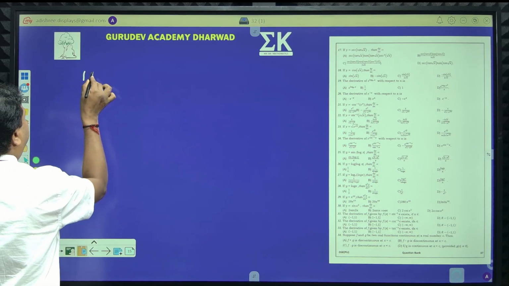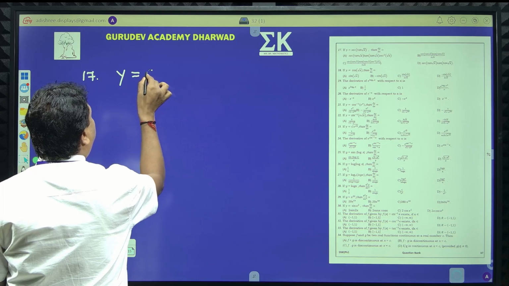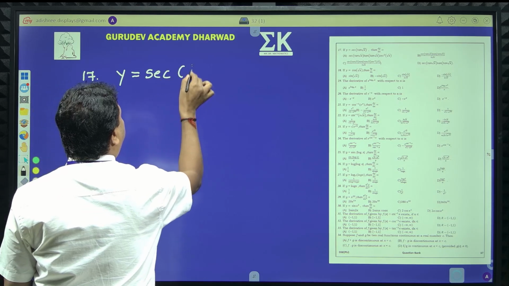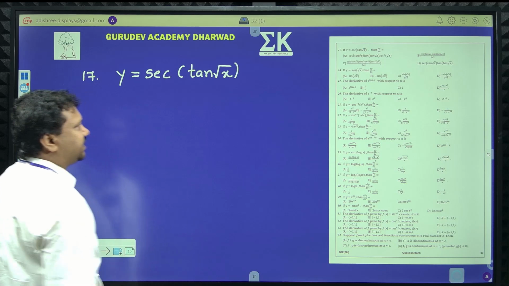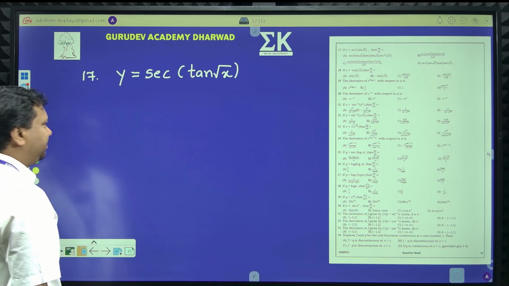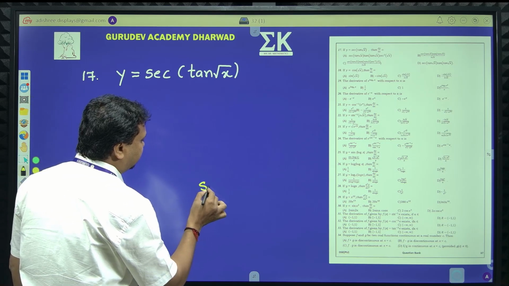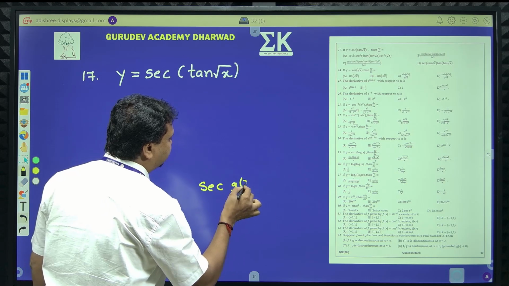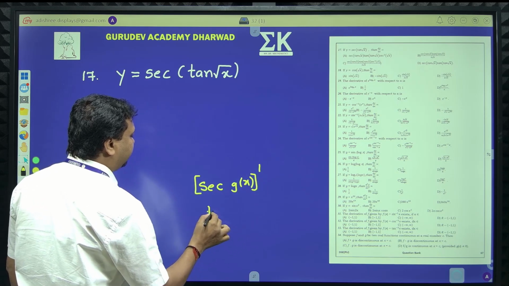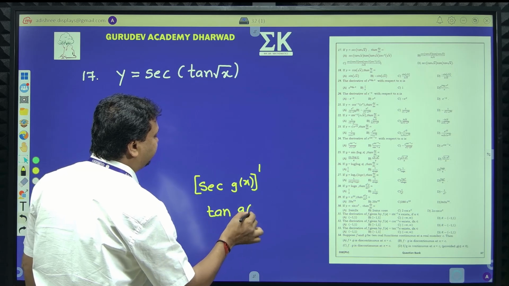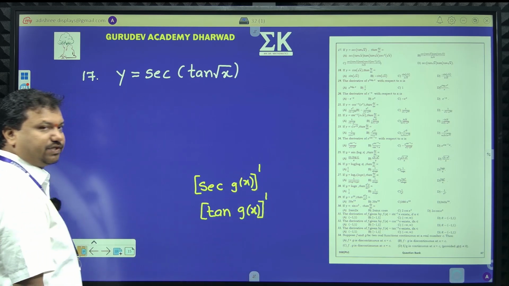Question number 17 is, if y is equal to secant of tan root x, then find dy by dx. Which identity will you be using in this case? You have to take care of two important identities. The one is secant g of x differentiation, and you have to start with tan g of x differentiation.